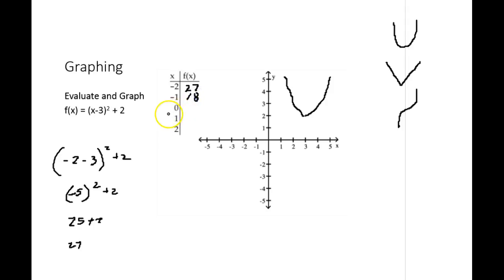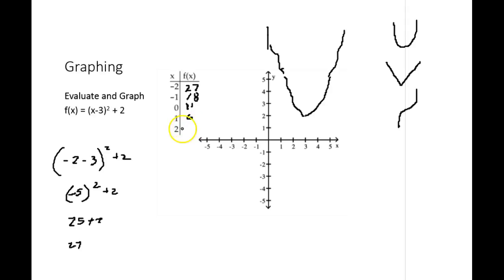0 minus 3 is minus 3. Minus 3 squared plus 2 is 11. So I know at 0 this thing hits somewhere wherever this is, 11. So this thing keeps going up. It's going to be symmetrical. In other words, it's going to be a pretty parabola. At 1, 1 minus 3 is negative 2. Negative 2 squared is positive 4. 4 plus 2 is 6. So I know at 1, I'm going to make that a better looking 11. At 1, my answer is going to be 6. So I know you can't be perfect, but you're going to be at 6, somewhere right in there.